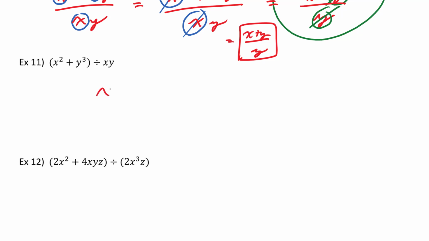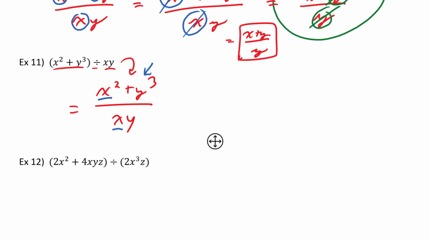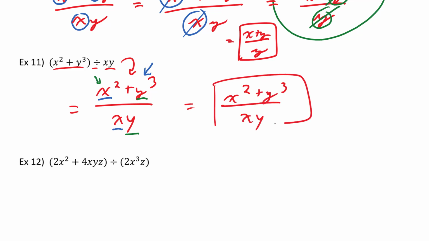Let's work out 11. X squared plus y cubed over xy. Remember, we have a term divided by another term. That's how we can set this up as a fraction. What can we do here? Absolutely nothing. I have an x here and an x here, but I have no x here, so there's no common factor there. I have a y here and a y here, but no y here. So there's nothing we can do to cancel each other out. So in this case, this is just the final answer: x squared plus y cubed over xy. Nothing we can do.